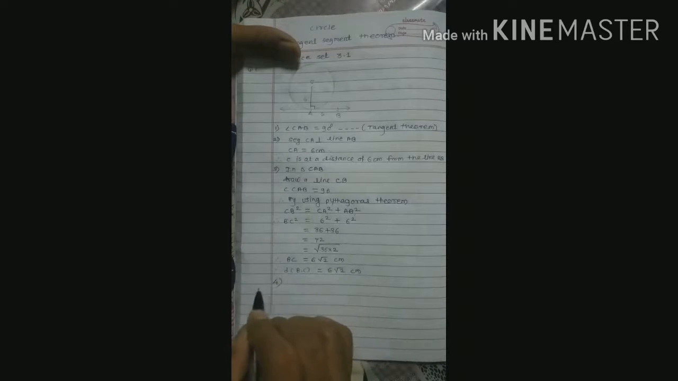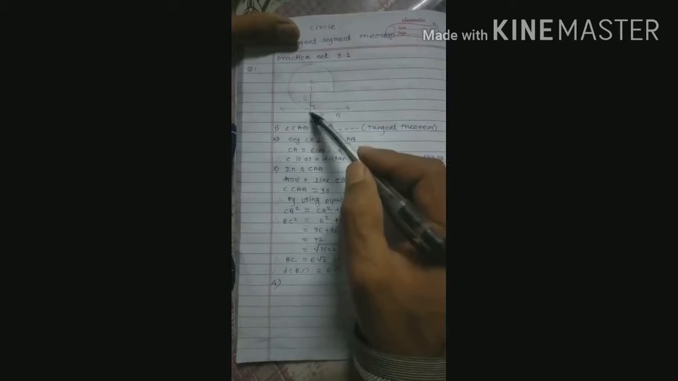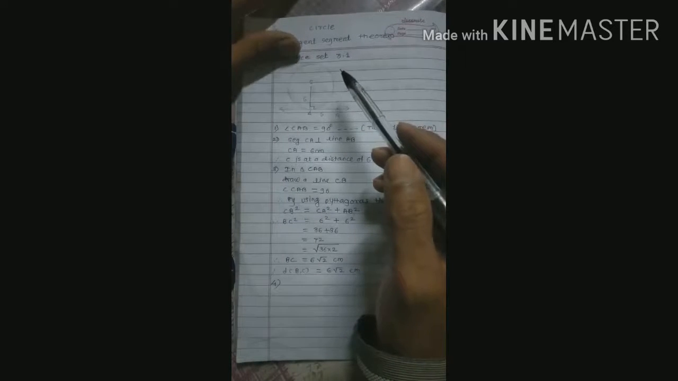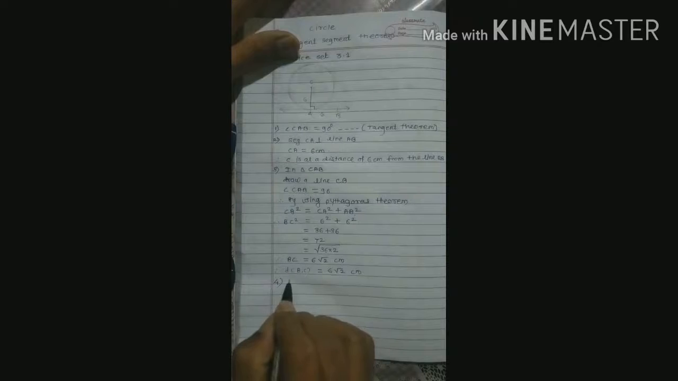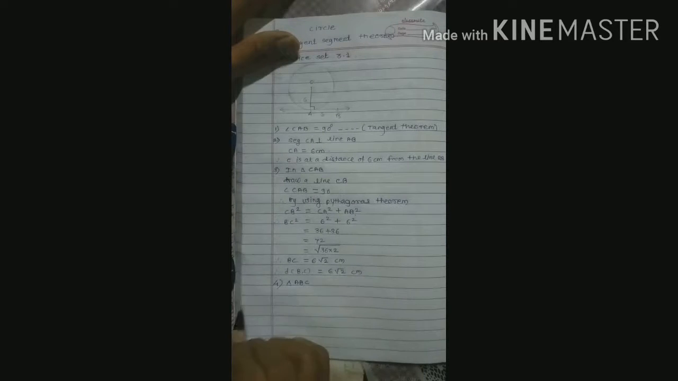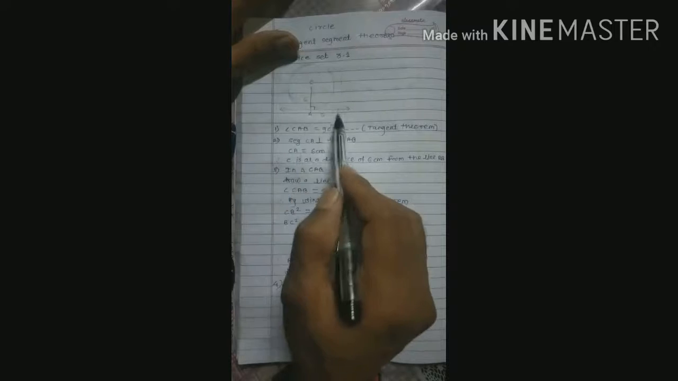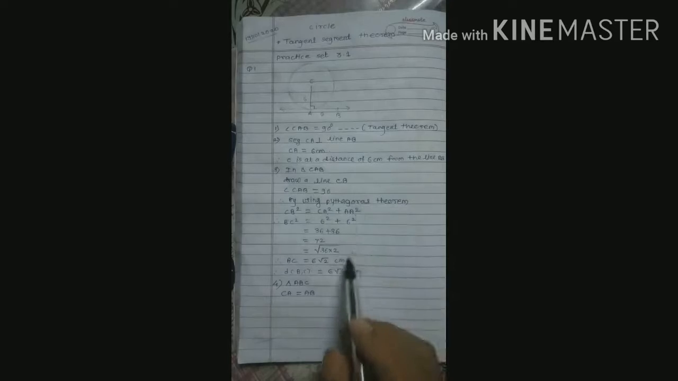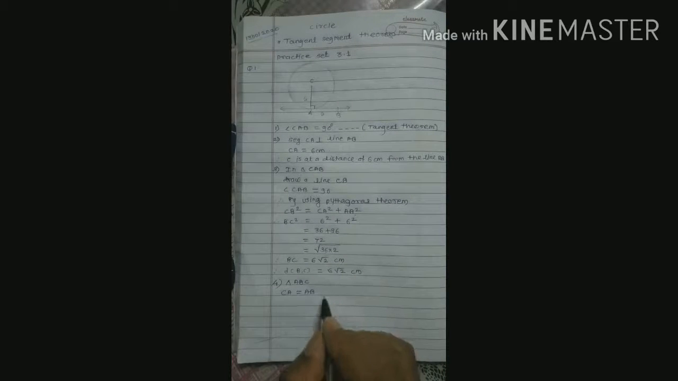Then in the fourth question, what is the measure of angle ABC and why? So listen here. In triangle ABC, here also CA is equal to AB. This CA and AB are the same because both have a length of 6 centimeter, each of equal length.